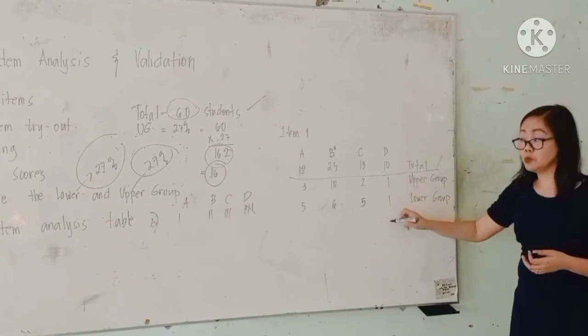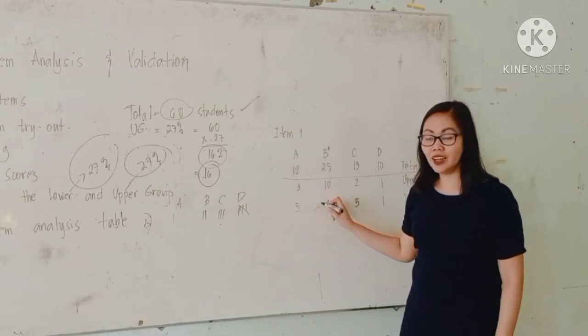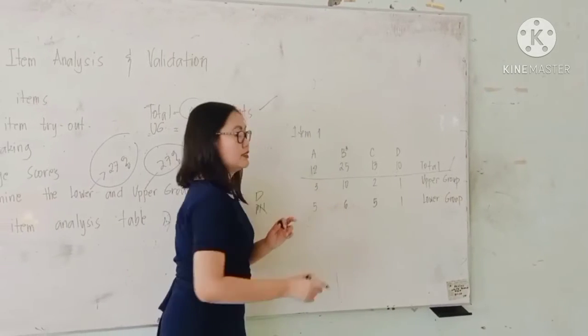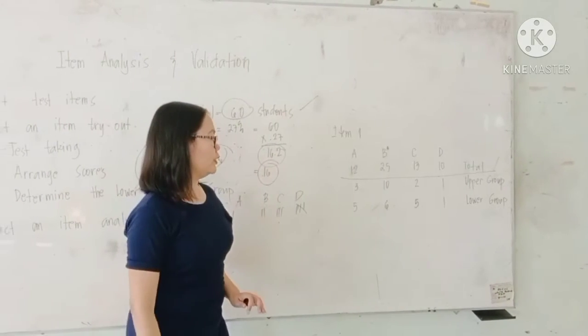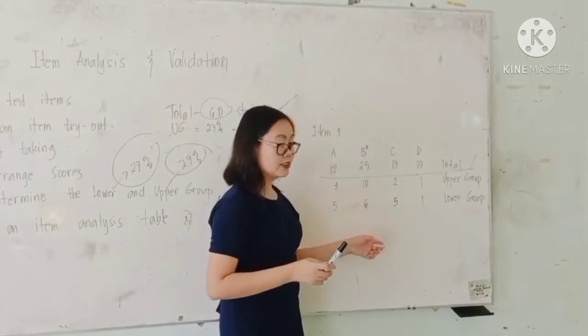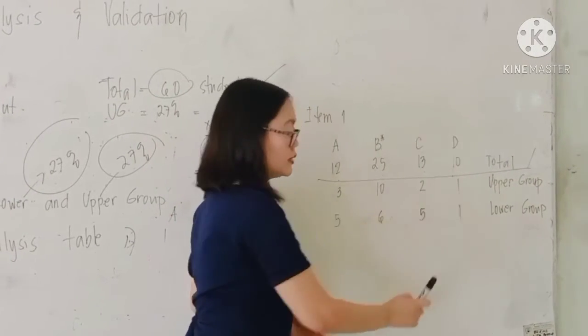Okay? Hindi po pwedeng tally board ang itsura ng item analysis table ninyo. So you have to place the number. Okay? Paano ngayon yan? You just try to compute it para ma-verify kung talagang 16 sila. So 10 plus 3, 13 plus 2 plus 1, 16.